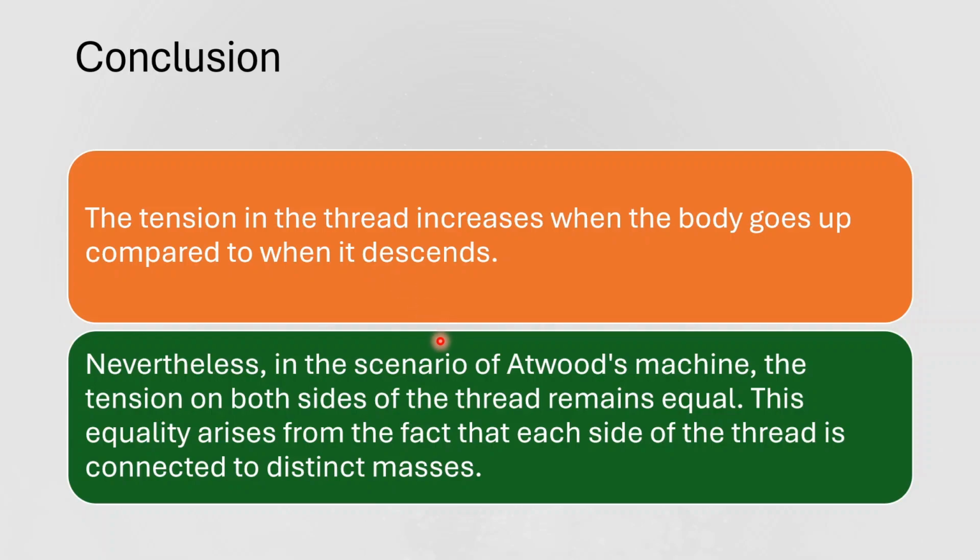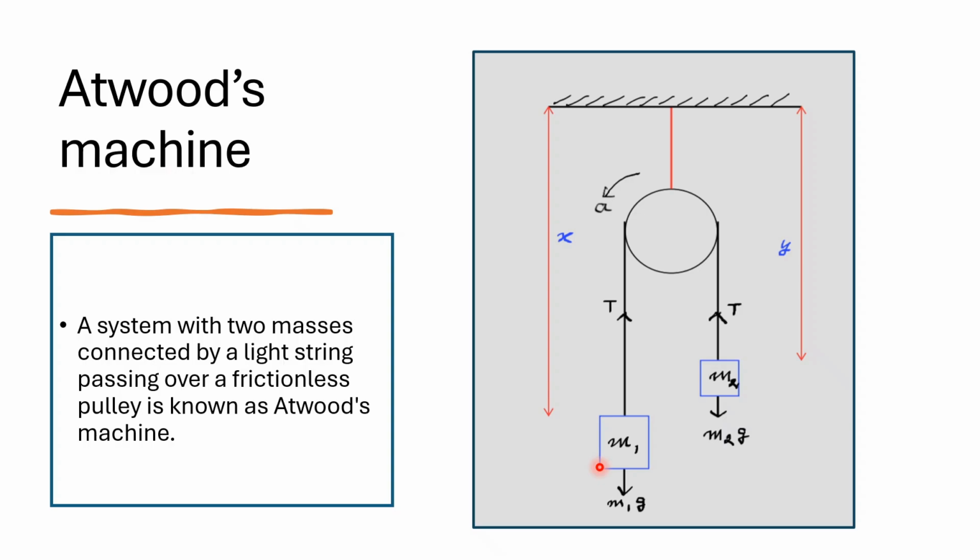But in the case of Atwood's machine, the tension on both sides of the thread remains equal. This equality arises from the fact that each side of the thread is connected to distinct masses. This is an Atwood's machine. A system with two masses connected by a string passing through a frictionless pulley is known as Atwood's machine.